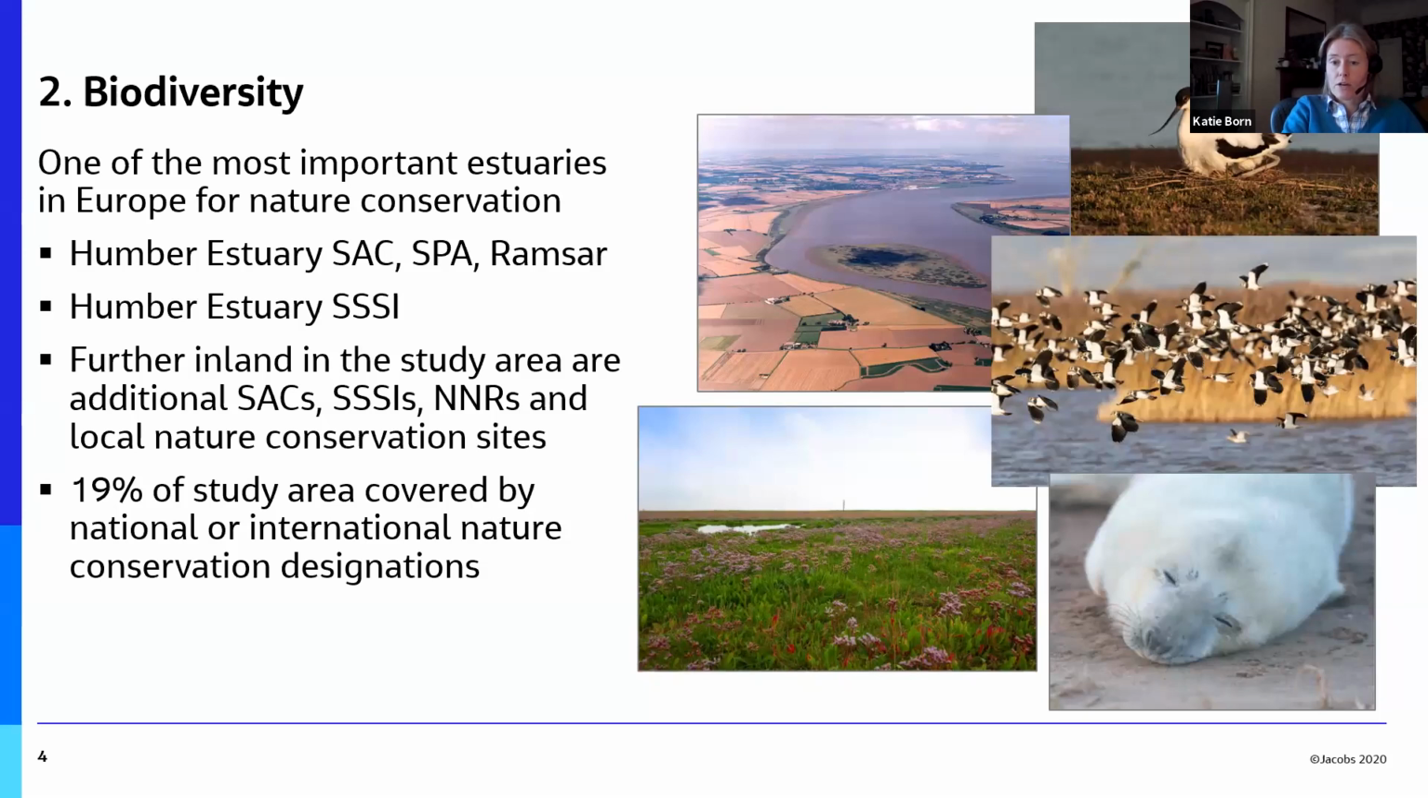It also supports various mammals, fish, invertebrates and plants, some of which are rare and threatened, including natterjack toads, grey seals, river and sea lamprey. It's recognised as one of the most important estuaries in Europe for nature conservation and protected by multiple designations. We've got here SAC, SPA, Ramsar, SSSI. And further inland, we have other sites of nature conservation importance, including floodplain meadows, river watercourses and peatlands.